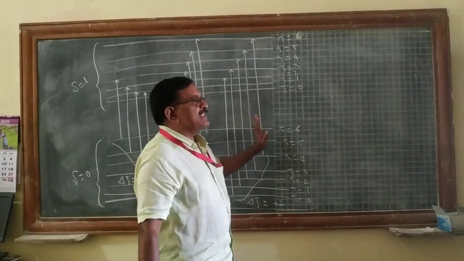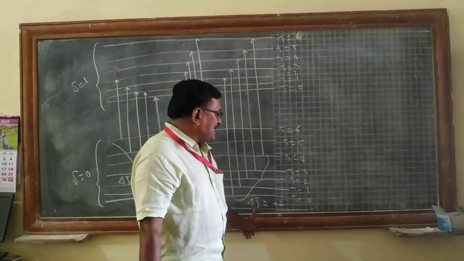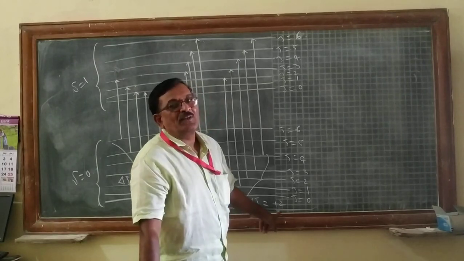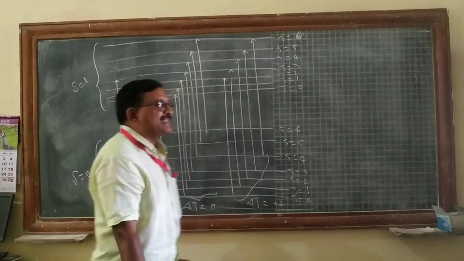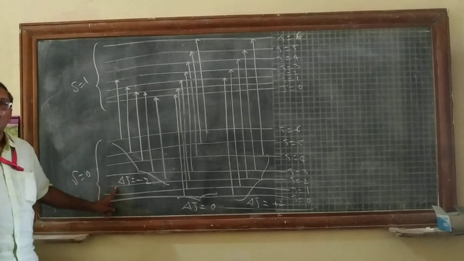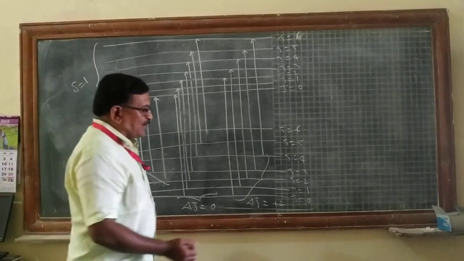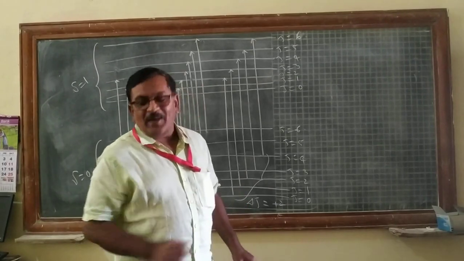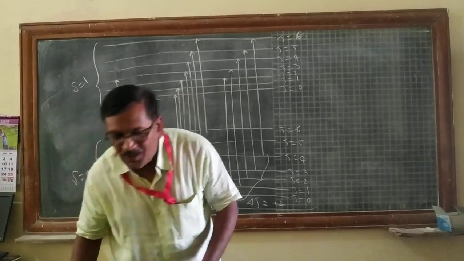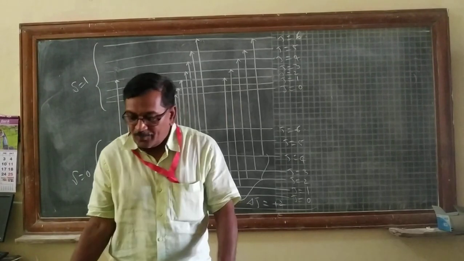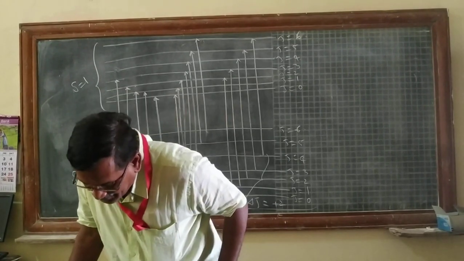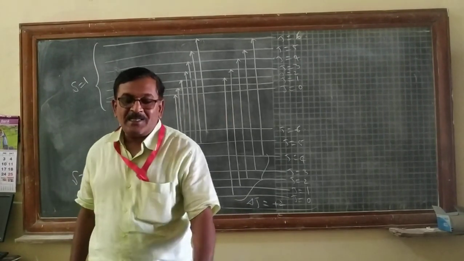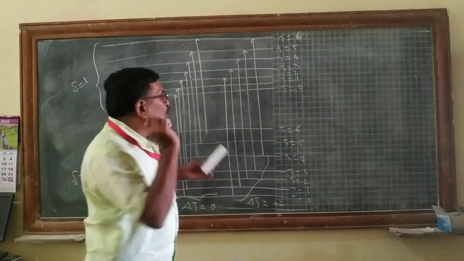For the anti-Stokes lines, the Raman will be observed that delta J is equal to plus 2; they will be called anti-Stokes lines. If delta J is equal to minus 2, they will be called Stokes lines. Delta J is equal to minus 2 will be called the S branch. Then delta J is equal to 0 will be called the Q branch, and delta J is equal to minus 2 will be called the O branch.